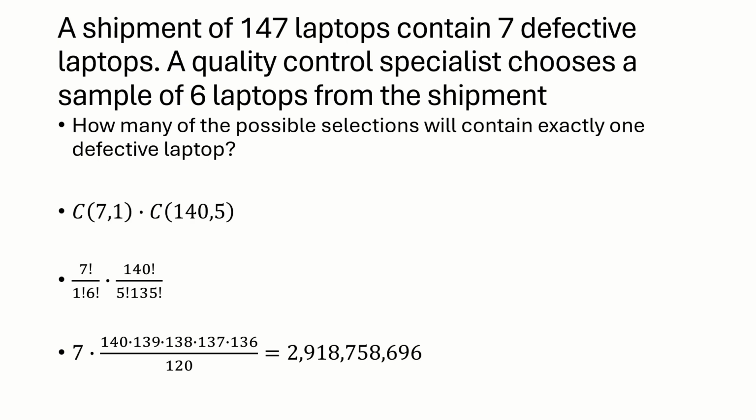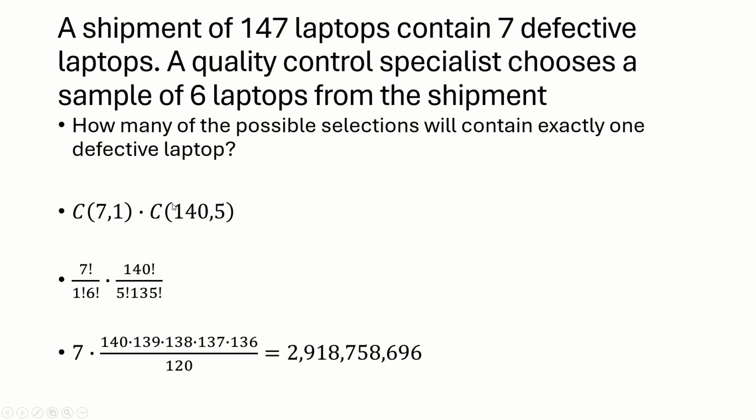Last question. How many of the possible selections will contain exactly one defective laptop? So this is a little different than the previous question. We're looking at least one defective. Now we're just saying we want exactly one. So recall that we have 7 defective. So from the 7 defective, you want to choose 1. So that's what this represents.